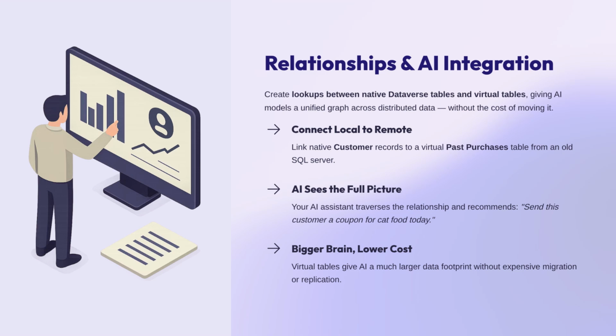Imagine a dummy example. You have your customer data living natively in Dataverse and your past purchases living in a virtual table from an old SQL server. You create a relationship between them. Now, your AI assistant can look at a customer and say, aha, based on their virtual purchase history, I recommend we send them a coupon for cat food today. The AI doesn't care where the data lives. It just sees the connection.